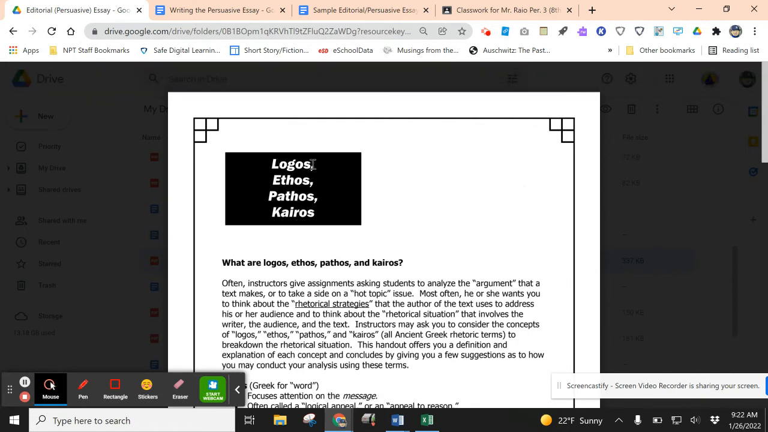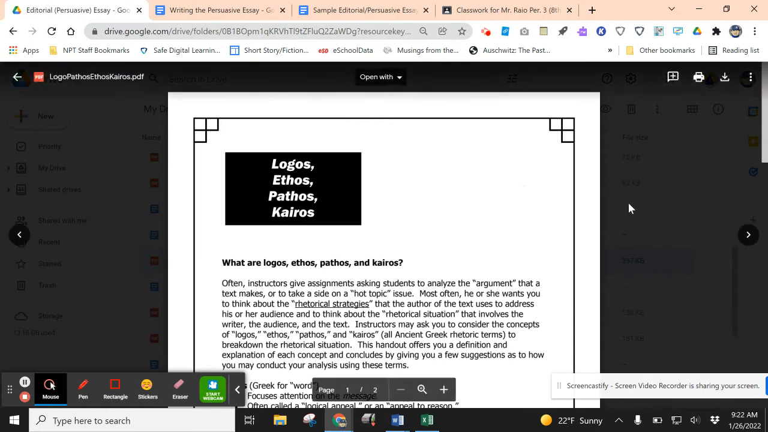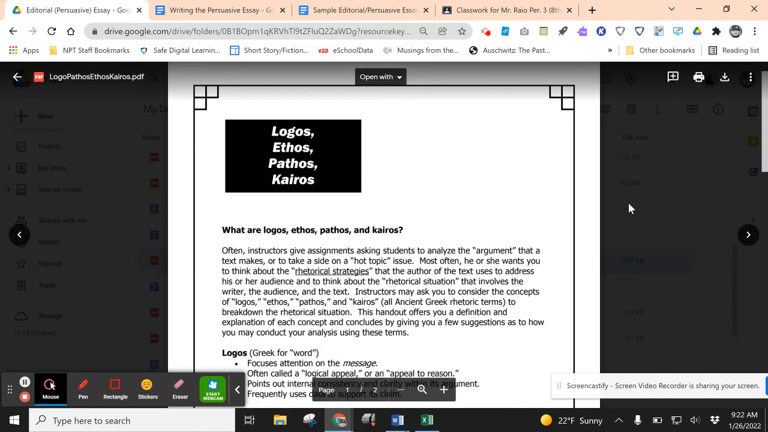Essentially, logos is logic. If this, then that. Right? If students are spending too much time at night doing homework, then they are not getting exercise. If they are not getting exercise, then they are unhealthy and overweight. Therefore, homework is making kids unhealthy and overweight. Right? That's a logic argument. Ethos is credibility.